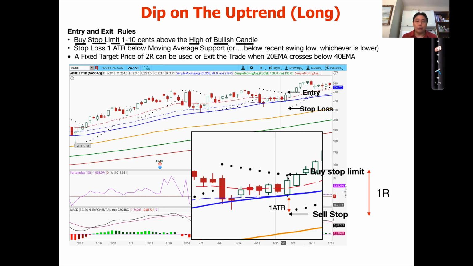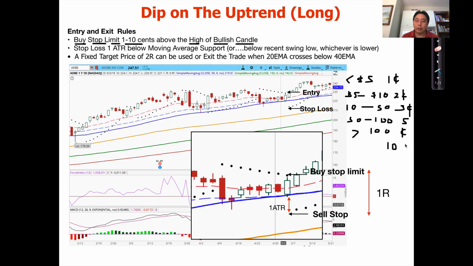I've mentioned this in level 1 of the course, it depends on the price of the stock. For example, if the price of the stock is less than $5, you could put the buy order 1 cent above the high of the last candle. If the stock's price is between $5 to $10, you could use 2 cents. If it's $10 to $50, you could use 3 cents. If it's between $50 to $100, you could use 5 cents. And above $100, you could use 10 cents or more. So that's just a rough guide.